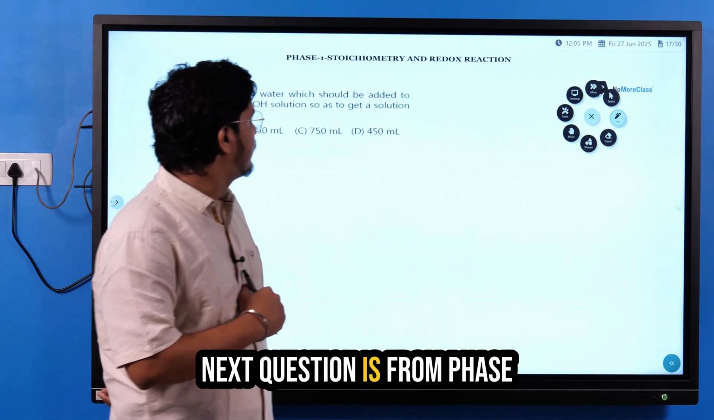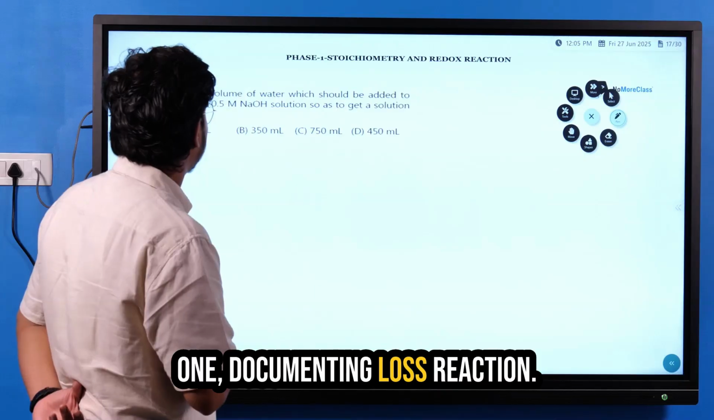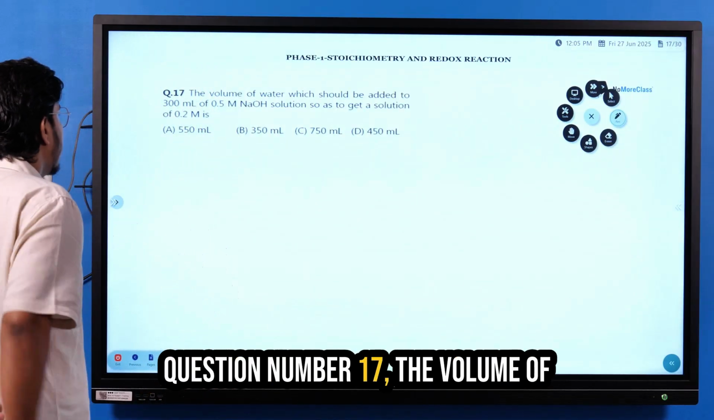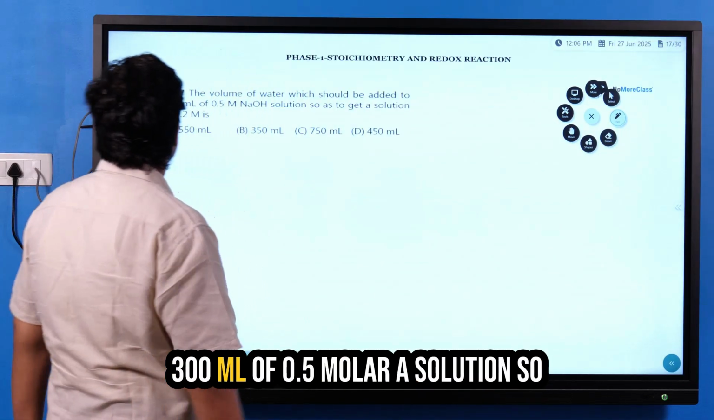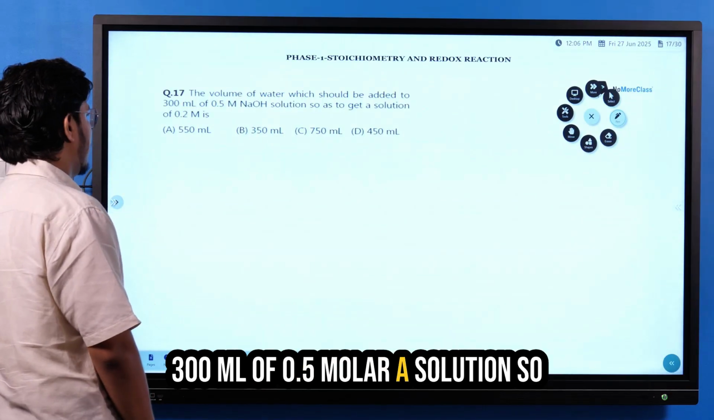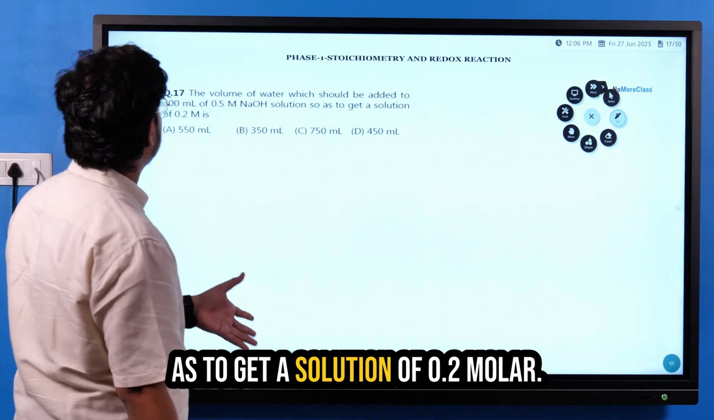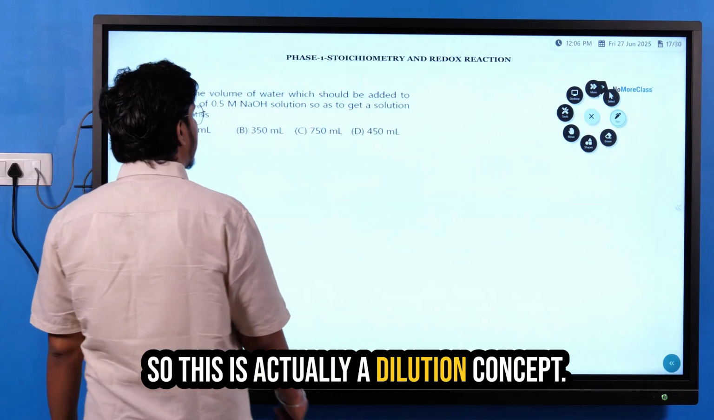Next question is from phase 1, stoichiometric redox reaction. Question number 17. The volume of water which should be added to 300 ml of 0.5 molar NaOH solution so as to get a solution of 0.2 molar. So this is actually a dilution concept.